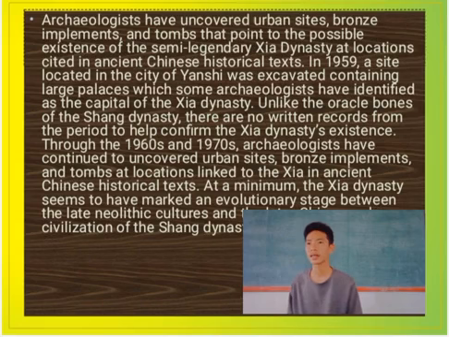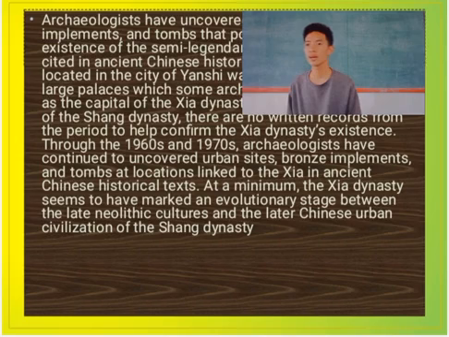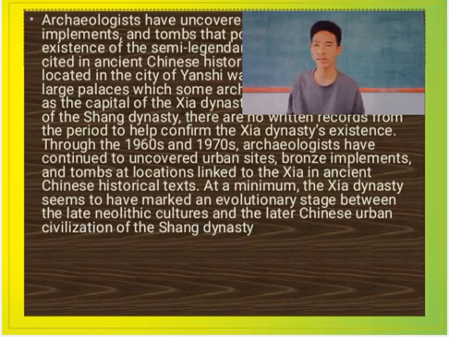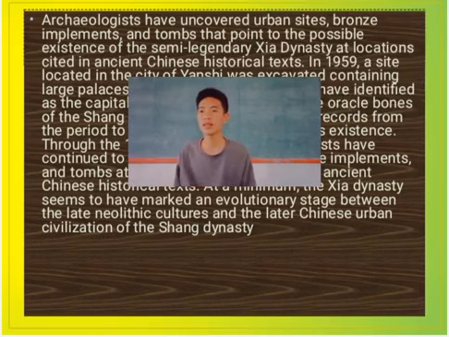Through the 1960s and 1970s, archaeologists continued to uncover urban sites, bronze implements, and tombs at locations linked to the Xia in ancient Chinese historical texts. At the minimum, the Xia dynasty seems to have marked an evolutionary stage between the late Neolithic culture and the late Chinese urban civilization of the Shang dynasty. The Shang dynasty came to an end around 1046 BC.